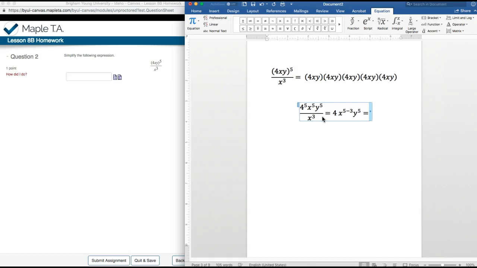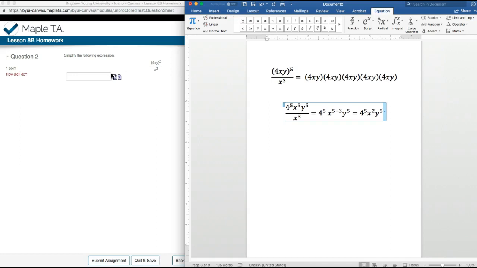5 minus 3 is 2, so I'm left with, oops, I forgot the power on the 4. I apologize about that. Then over here, I am left with 4 being raised to the 5th power. Then I have x being raised to the 2nd power, and y being raised to the 5th power. So there's a bunch of different ways I could go about that, but that's our simplified version.